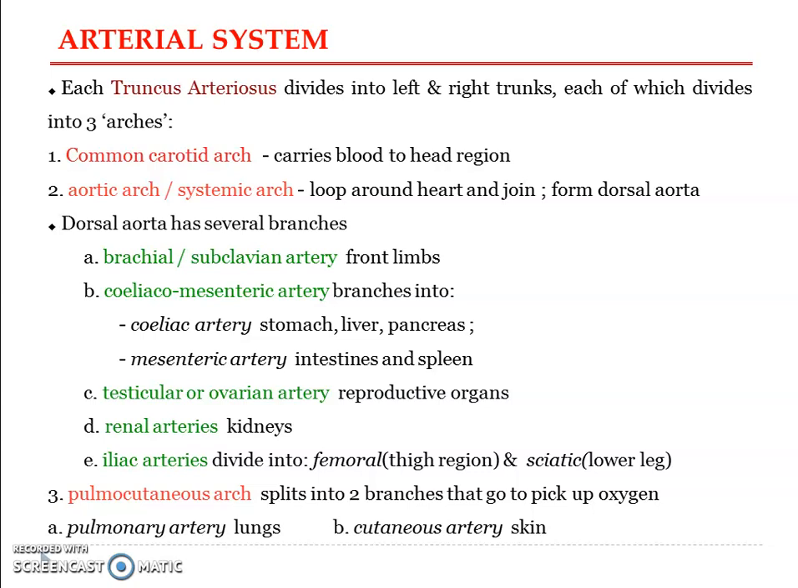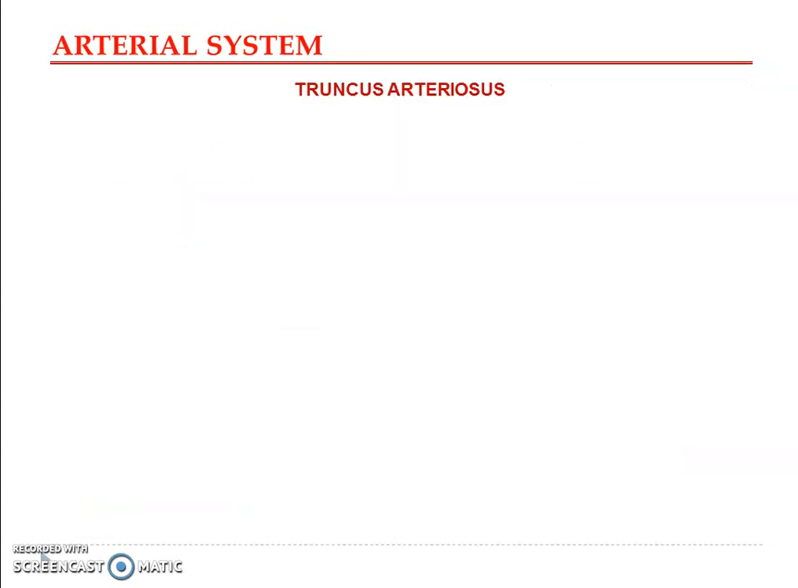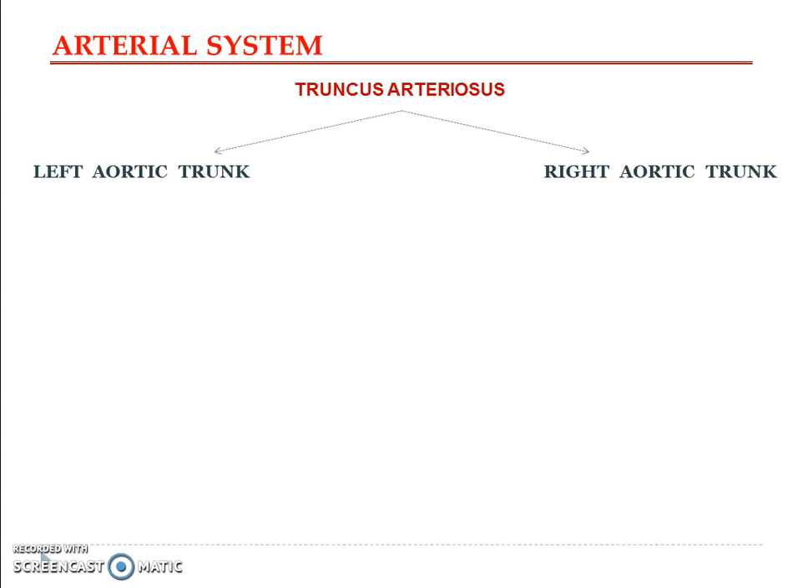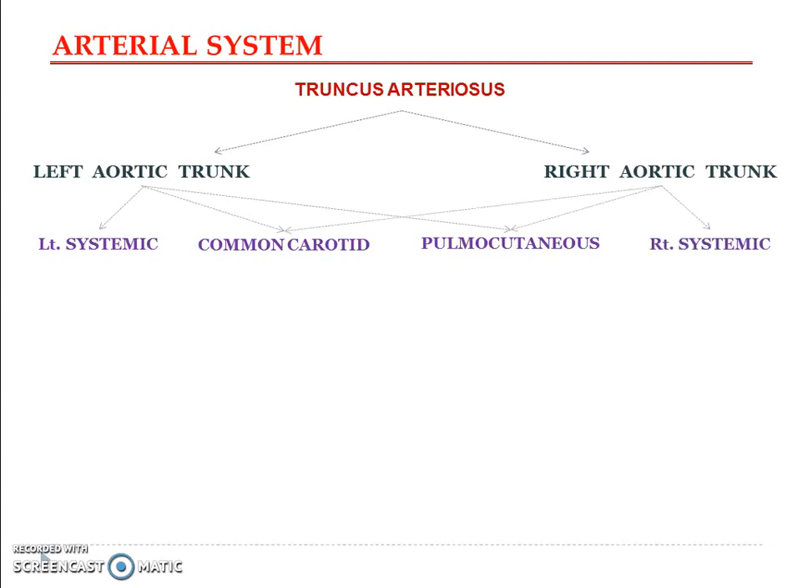So we have the arterial system starting from the truncus arteriosus, and it divides into two, left and right trunk. And then further each divides into three arches: the carotid, the systemic, and the pulmocutaneous. Okay, so you can see how it is. The truncus arteriosus divides into the left and the right aortic trunk, and each of these aortic trunks divides into systemic, carotid, and pulmocutaneous. You can see here from the left aortic trunk arise the left systemic, carotid, and pulmocutaneous. At the same time, from the right we have the common carotid, pulmocutaneous, and the right systemic, three branches each.